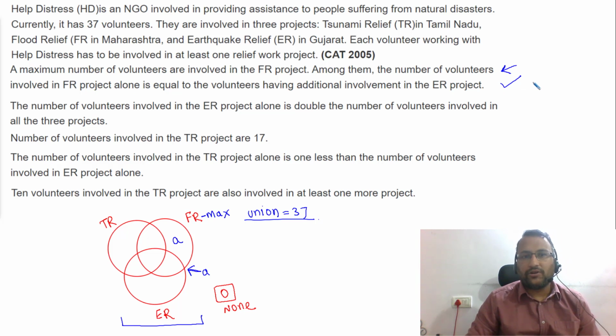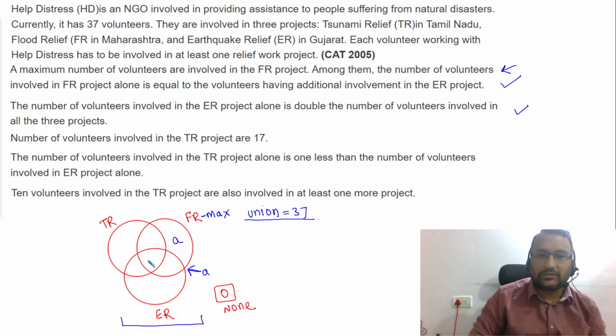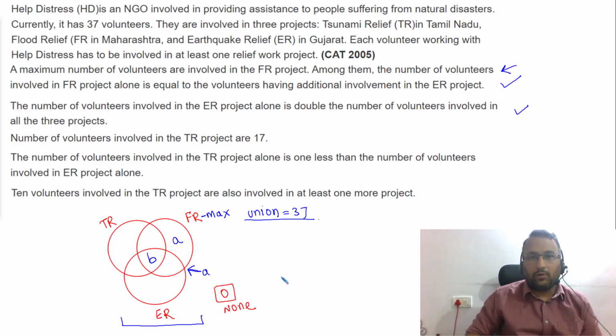The number of volunteers involved in the ER project alone is double the number of volunteers involved in all three projects. So if the number of volunteers involved in all three projects is, let's say, B, then ER alone is going to be 2 times B.